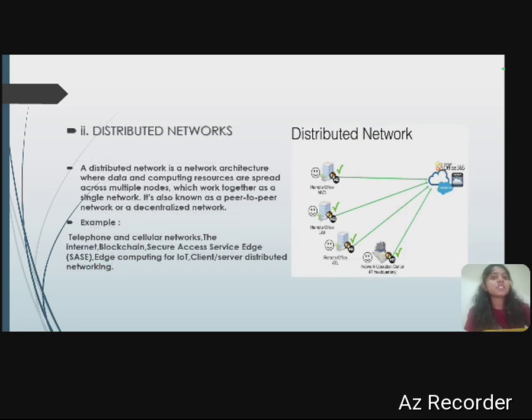Then the second one, the distributed networks. A distributed network is a network architecture where the data and computing resources are spread across multiple nodes which work together as a single network. It is also known as a peer to peer network or decentralized network. For example, telephone and cellular networks, the internet, blockchains, secure access service edge, SASE, edge computing for IoT, and server distributed networking.